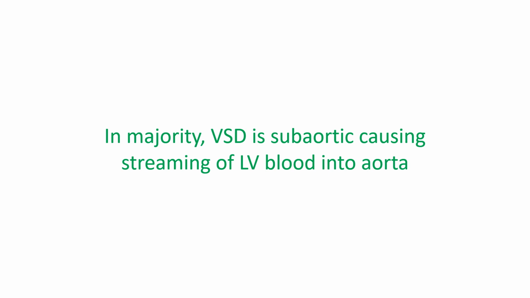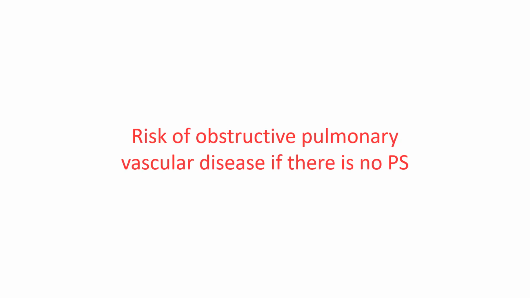Pulmonary stenosis is a common association of DORV, and the features resemble that of tetralogy of Fallot in this case. If there is no pulmonary stenosis, the pulmonary artery systolic pressures are also systemic and the clinical picture resembles that of a VSD with left to right shunt. These patients are at risk of developing obstructive pulmonary vascular disease.